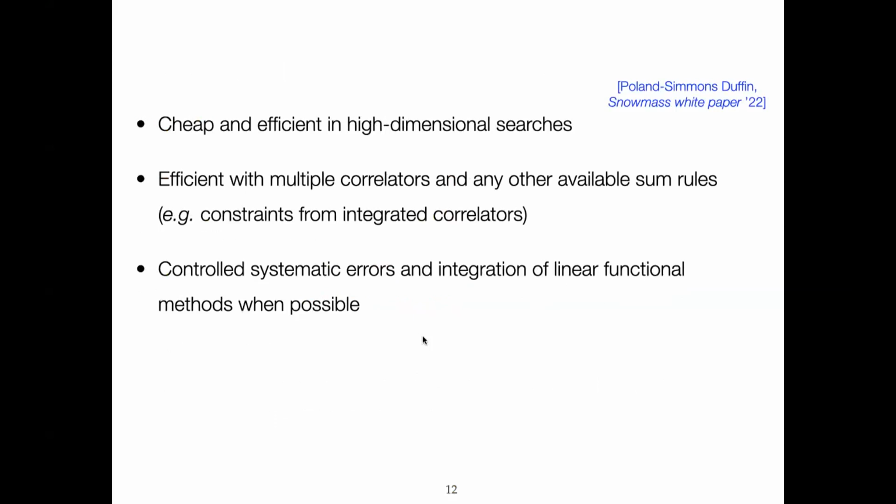Secondly, another thing you want to have is cheap and efficient high-dimensional searches. You want it to be efficient with multiple correlators and any other available sum rules. For example, constraints from integrated correlators that are becoming more and more functional. And as much as possible to have controlled systematic errors and have a setup where you can integrate with other standard methods like the linear functional method.